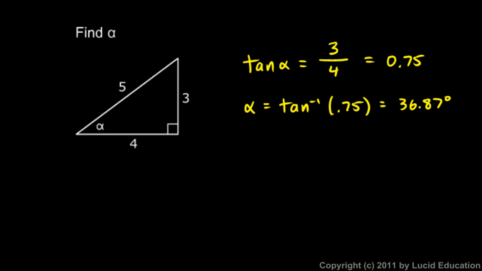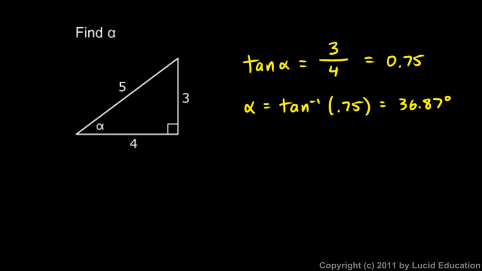I just found this angle. All I knew were those sides, but using that and the inverse tangent function, I can find the angle. Because I know the tangent of the angle has to be this over this. If I know the tangent of the angle, then I can find the angle with the inverse tangent function.